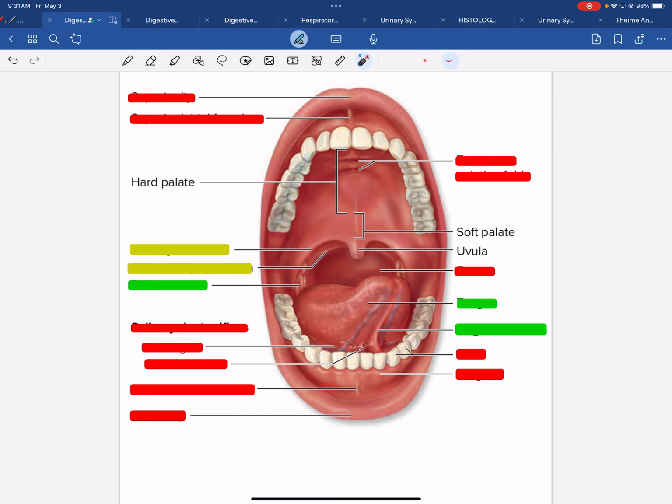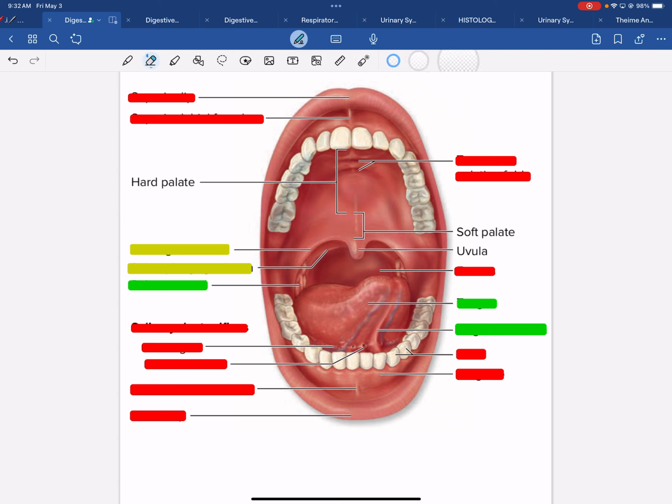What about function for the soft palate? It helps close off something from the nasopharynx with swallowing. Okay, good. So the soft palate and the uvula during swallowing help to block the nasopharynx so that the food doesn't go into the nasal cavity. It goes into the oropharynx and then the laryngopharynx. Good.